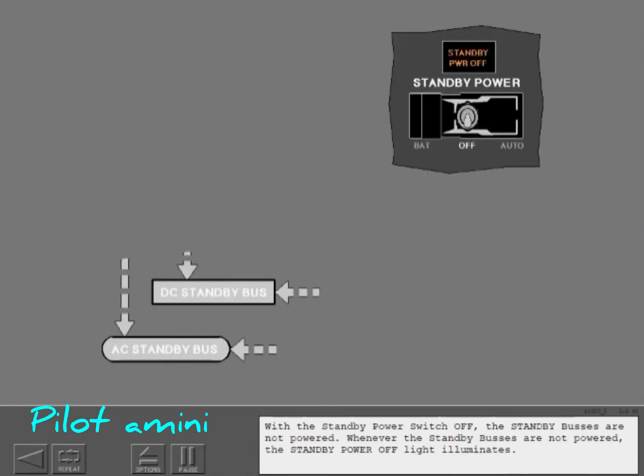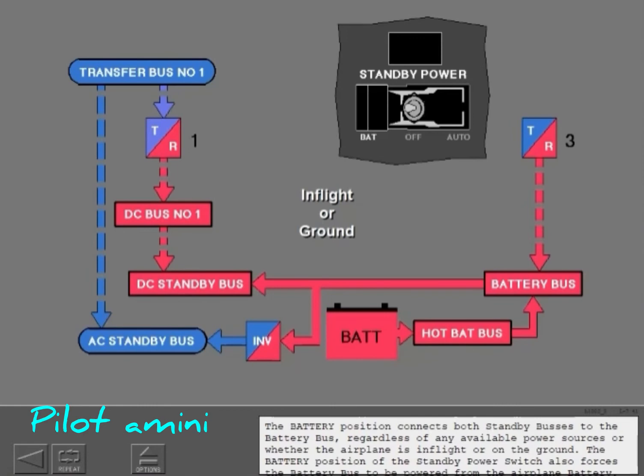With the standby power switch off, the standby buses are not powered. Whenever the standby buses are not powered, the standby power off light illuminates. The battery position connects both standby buses to the battery bus, regardless of any available power sources or whether the airplane is in flight or on the ground. The battery position of the standby power switch also forces the battery bus to be powered from the airplane battery.